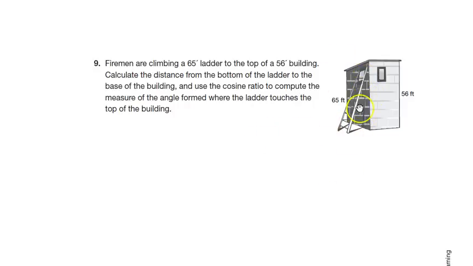And you're going to do the same thing here. You recognize there is a diagram already, so we can see a right triangle. And 65 feet is the hypotenuse, and 56 feet is the height of where the building touches the ladder. And what they're asking for, I did notice a couple kids here assuming that we're looking for this angle. We're not looking for this angle here. It does say use the cosine ratio to compute the measure of the angle formed where the ladder touches the top of the building. So you're looking for this measure here. That makes this the adjacent side and this the hypotenuse, because this is the new reference angle.